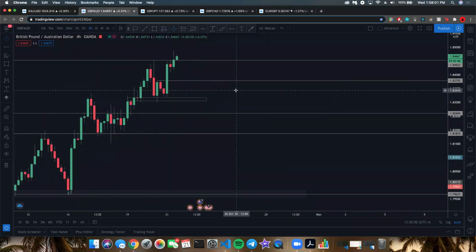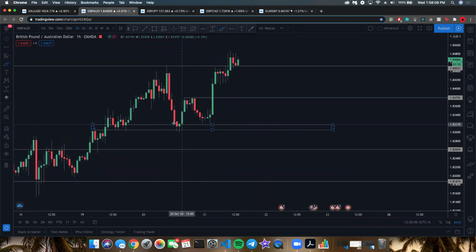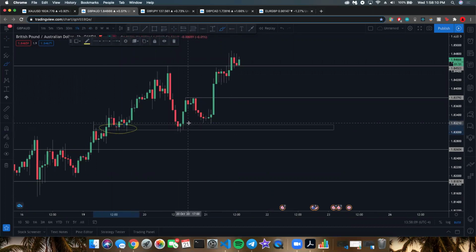So GBPAUD yesterday rejected this resistance, right? And then it created a support right here at this level. What happened initially was it rejected. Asian session tried creating a lower high, but it failed, and price came down and started rejecting this area.